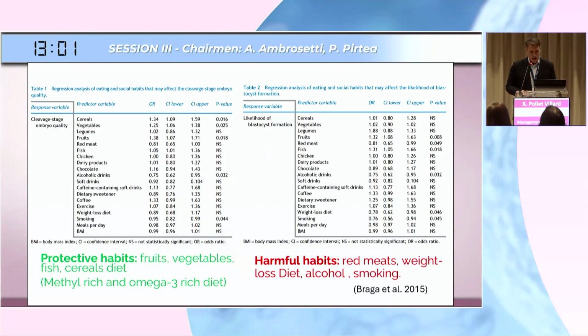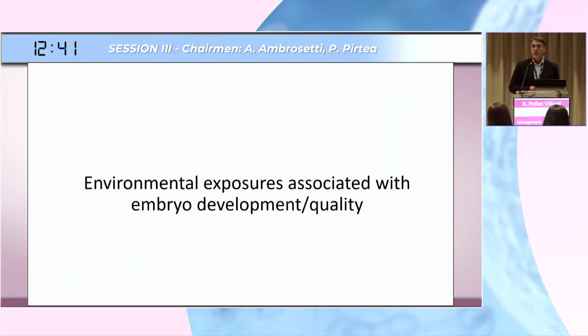And there are harmful habits, especially for the likelihood of blastocyst formation. Red meat, weight loss diet, alcohol, and also smoking are negatively associated with the likelihood of blastocyst formation. So we can see that these are clearly the recommendations we give to our standard patient, but this is something that we have to enforce and focus on when we are dealing with poor embryo development couples.